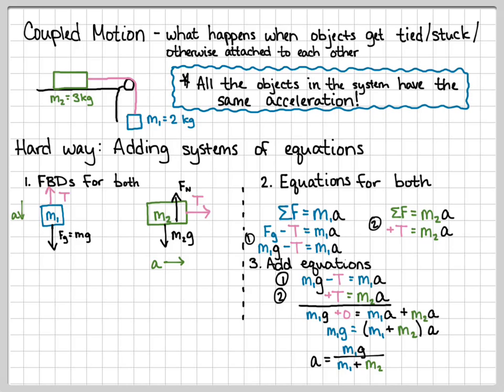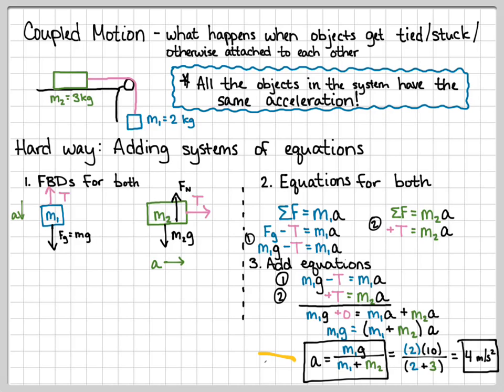So, I did give you some numbers earlier. Mass 1 was 2, and mass 2 was 3. Plugging that all in, we get that. So if we don't have numbers, we use this one. If we do have numbers, obviously you plug it in, and in this case we got an acceleration of 4 meters per second squared. Ugh, that was the hard way.